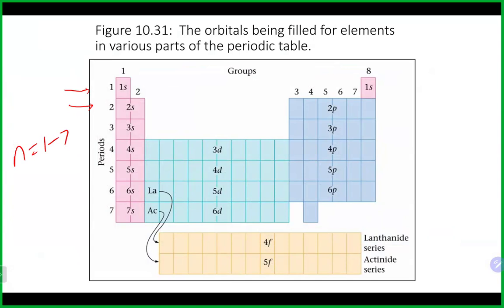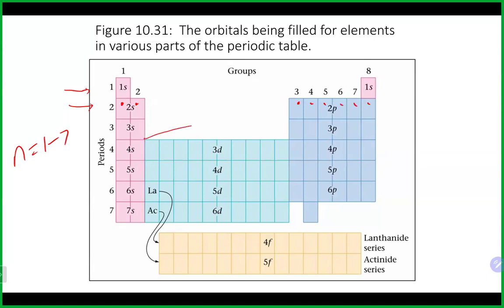The first 2 groups on the periodic table represent the s's. And s's can hold 2 electrons, right? So like 1 and 2. Groups 3 through 8 is the p block. The p subshell can hold 6: 1, 2, 3, 4, 5, and 6.